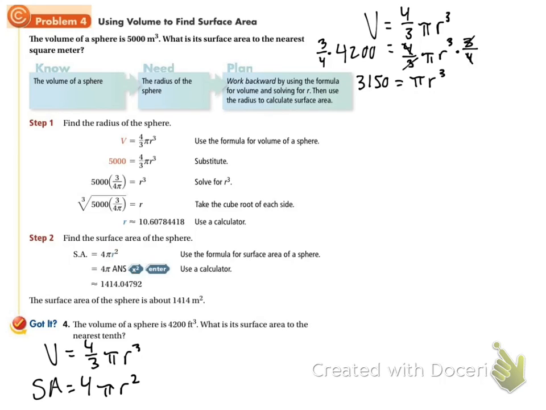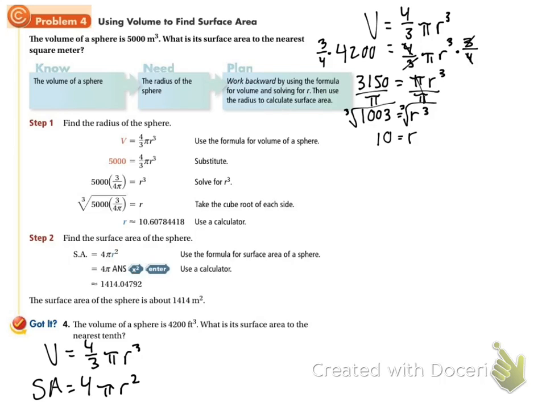Then to get rid of pi, I need to divide by pi, which gives us about 1,003. And then just like whenever we have a square, we take the square root. If we have a cubed, we're going to take the cube root, which looks like the square root with a little 3 up there. And we get that our radius is about 10 feet, since we're working in feet.